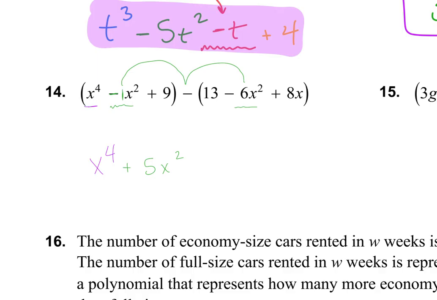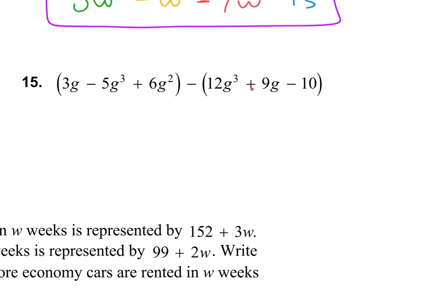Let's see. Next, we have 8x, but don't forget it's negative 8x. And then our plus 9 is just left over. So there we go. We're done with that one. Okay.